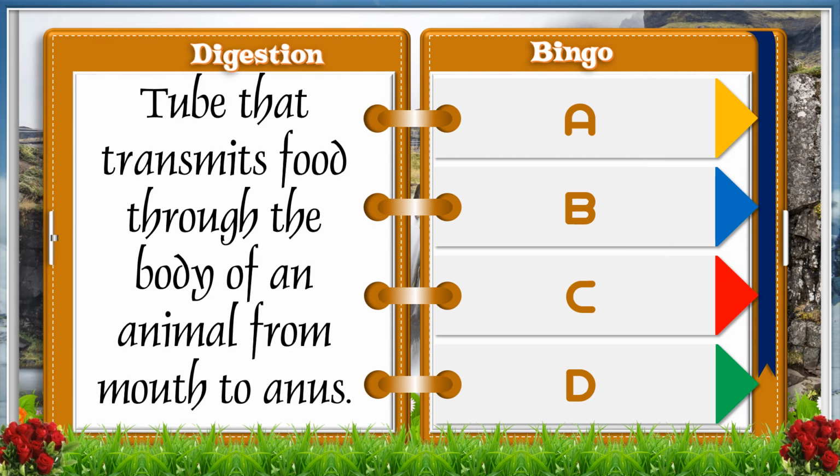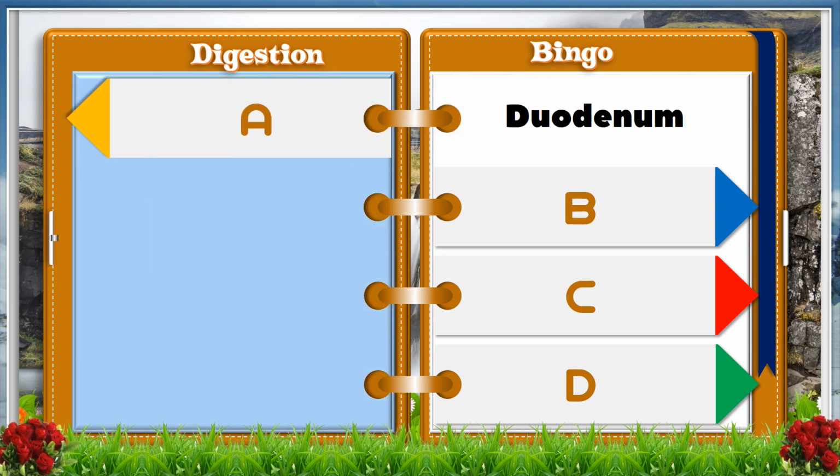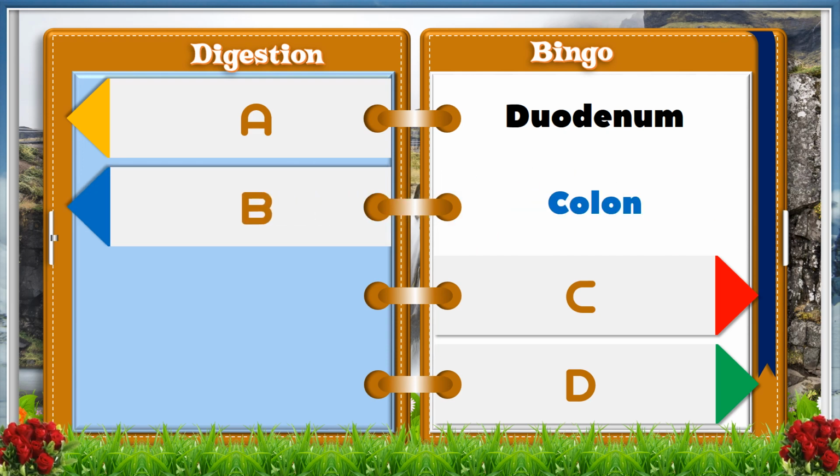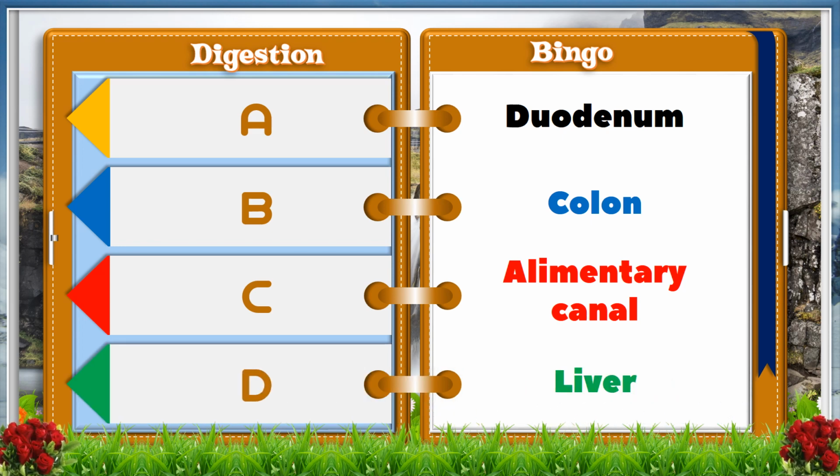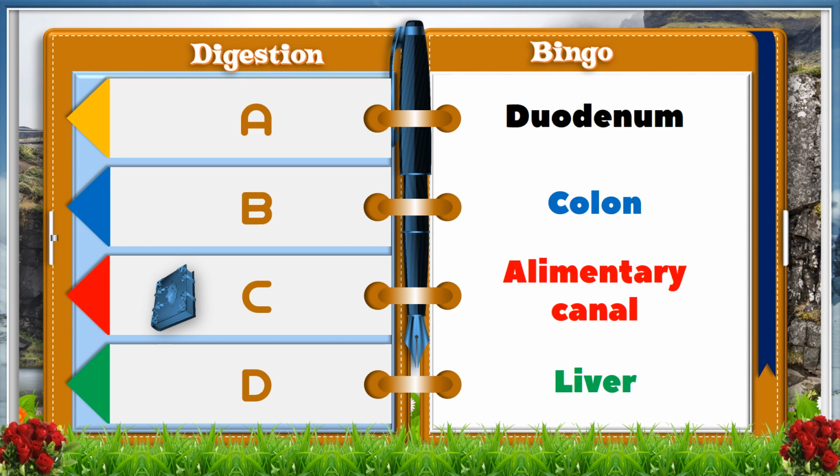Tube that transmits food through the body of an animal from mouth to anus. A. Duodenum. B. Colon. C. Alimentary canal. D. Liver. And the answer is C. Alimentary canal.